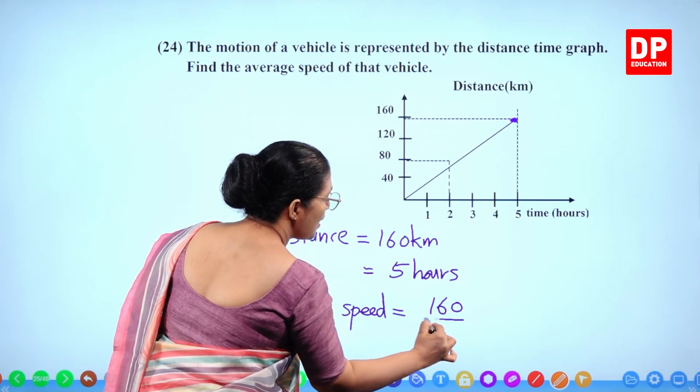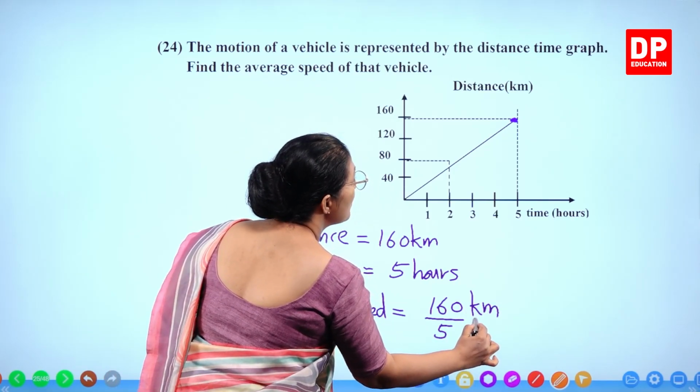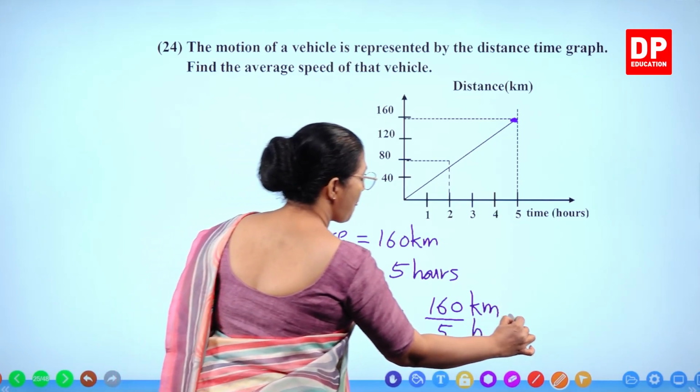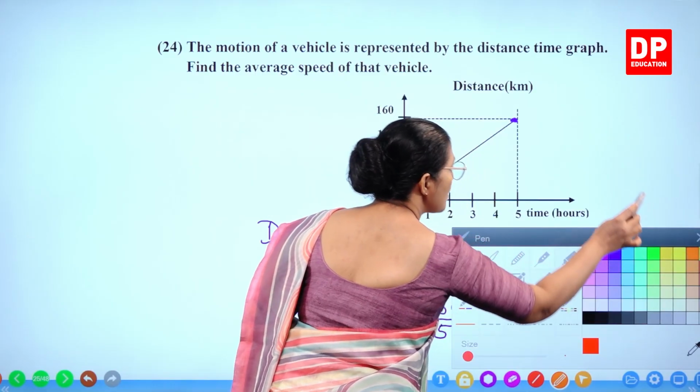Total distance divided by the time. So this answer is in kilometers per hour. 5 times 3, 15 and 2. 32 kilometers per hour. That's the average speed. So we'll give 2 marks for that.